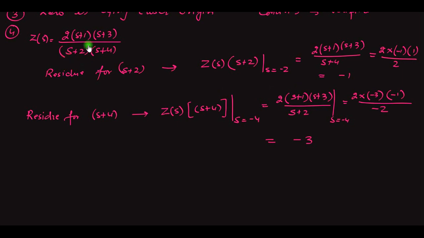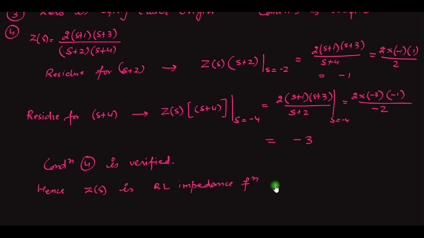Hence the residues of the poles of Z(s) are coming out to be negative, and hence condition 4 is verified. And hence the given function Z(s) is an RL impedance function, and it can be realized using R and L components or elements.